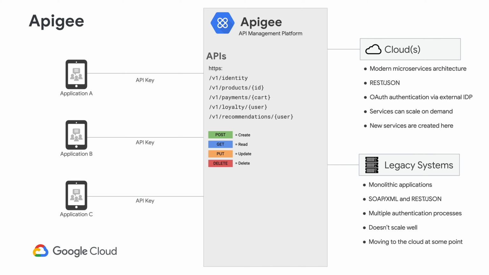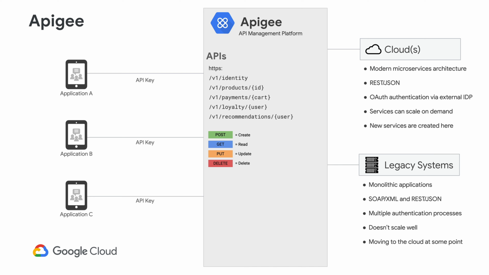On the cloud side, there's modern microservices architectures. There's REST and JSON. There's OAuth authentication via an external identity provider. The services can scale on demand, and new services are going to be created there. So how do you mix and match these two together to provide a great experience for these three different applications? In the middle, we're going to have Apigee. We're going to extend what I started on the last one, and we're going to have a set of APIs, and that's what we want to share with the outside world.